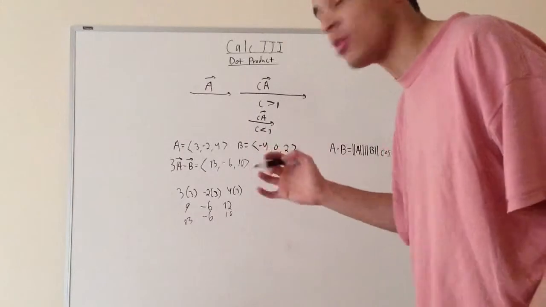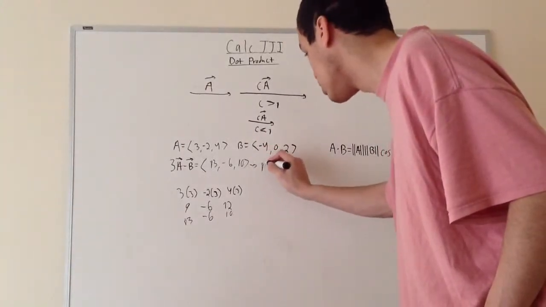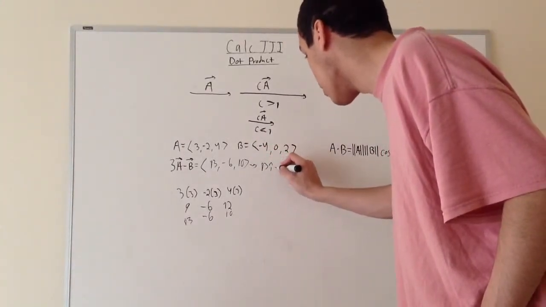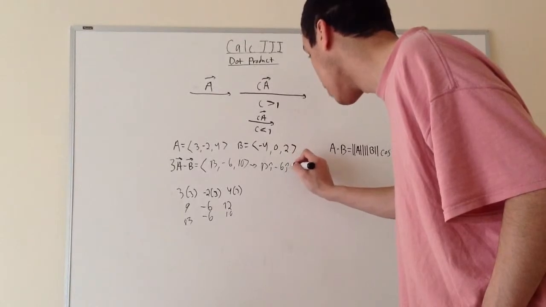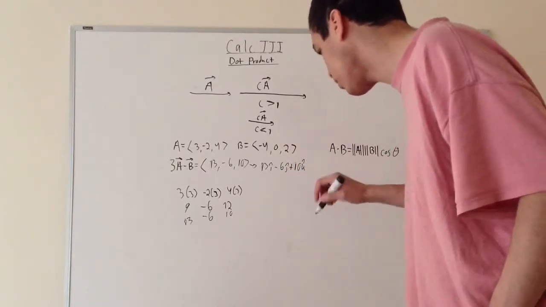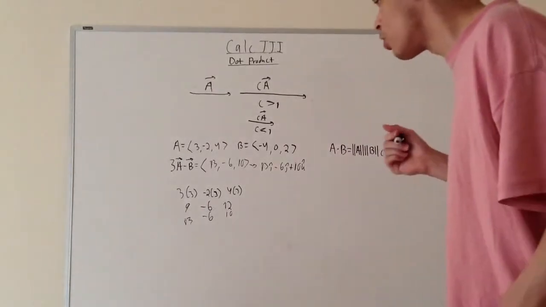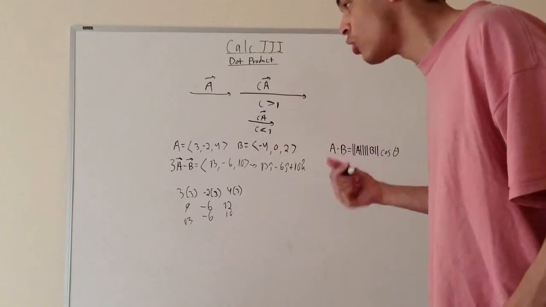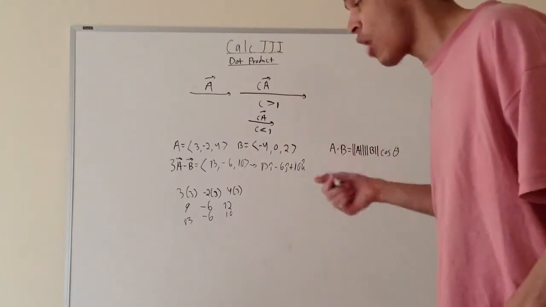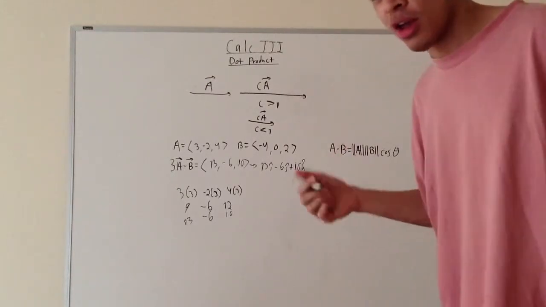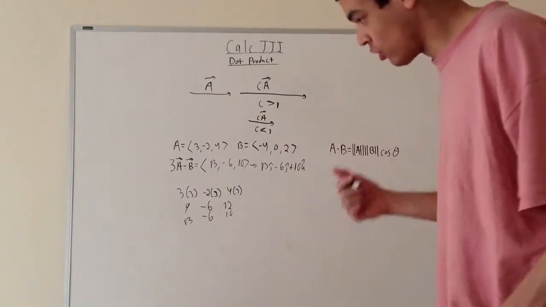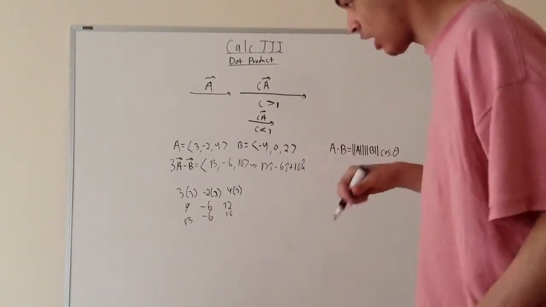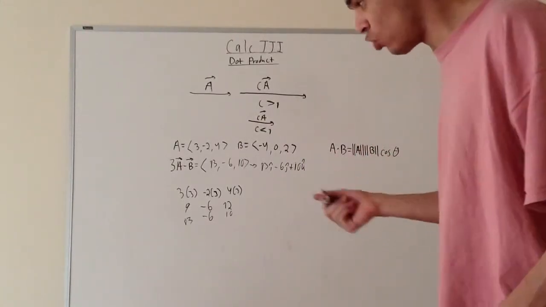And remember that this can also be written as 13i minus 6j plus 10k in unit vector notation. When you're doing the multiplication, if you practice a few times, then you can probably do them in your head. It's a straightforward process, just scaling vectors and adding and subtracting them. It's not too bad.